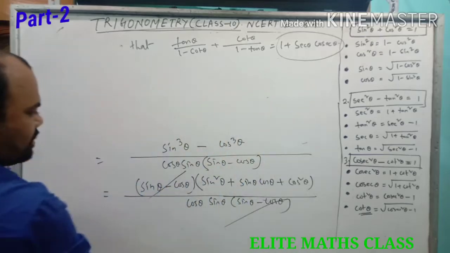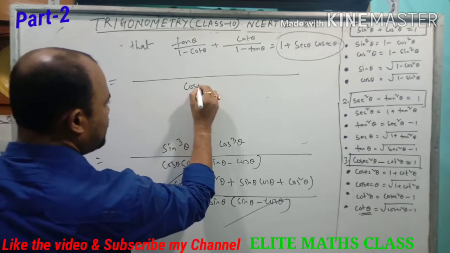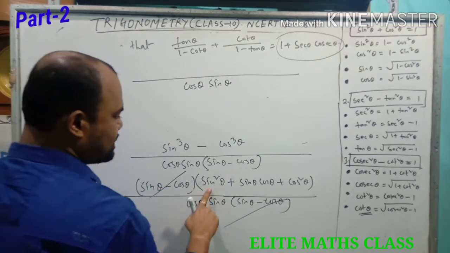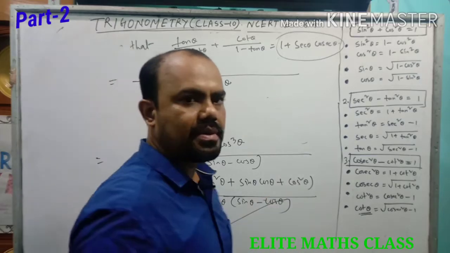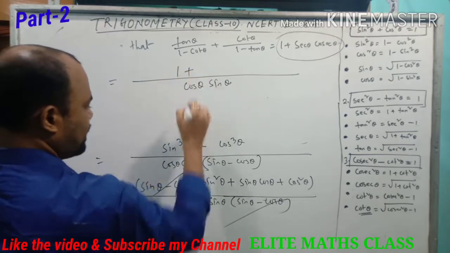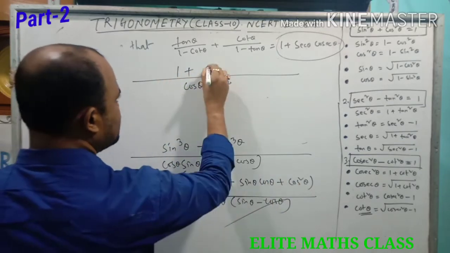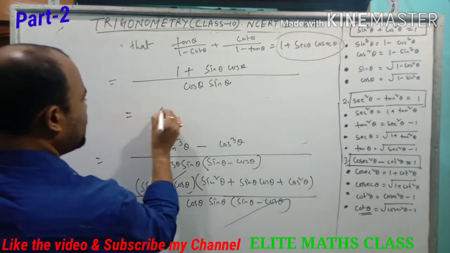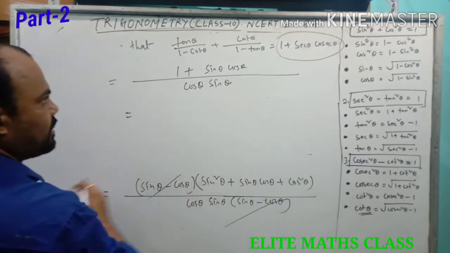After this cancellation, what remains? In the denominator part it is cos theta and sin theta. Here, sin square theta plus cos square theta is there. This is the first identity. Sin square theta plus cos square theta is what? 1. So we can write 1 plus sin theta cos theta, equal to, now see the proof part, that is the RHS.